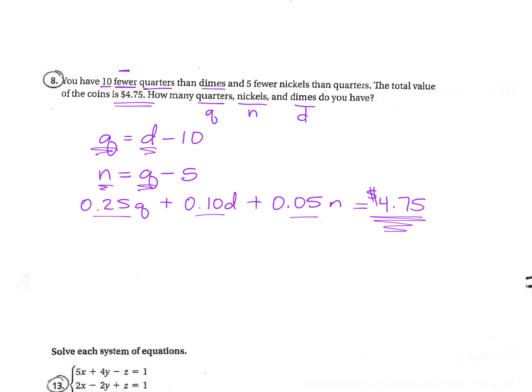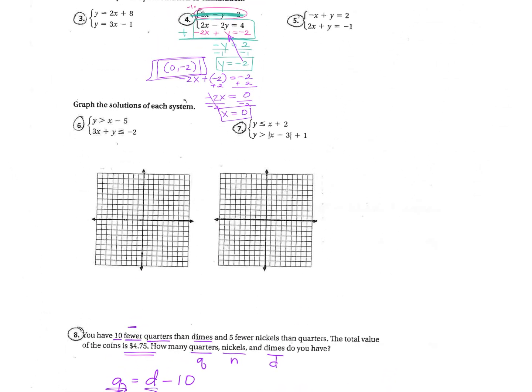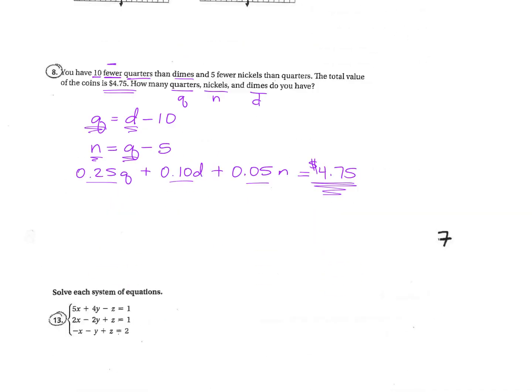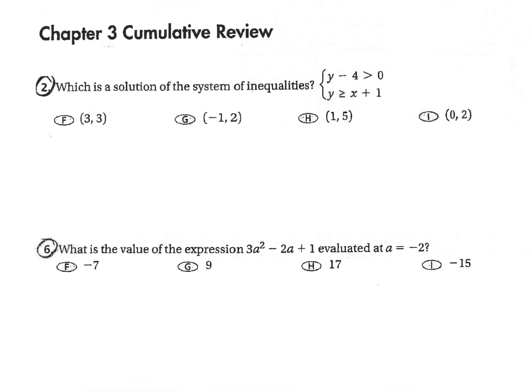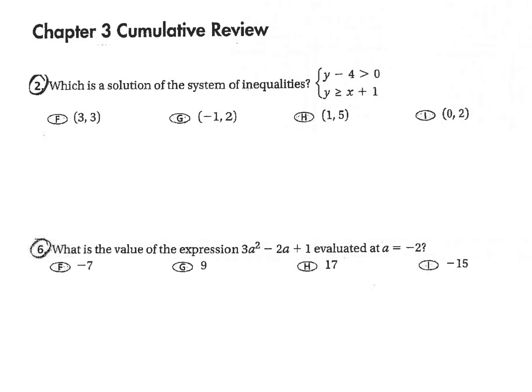And then what was the other one you said? Number 2 for chapter 3. Up above. A different number 2? This number 2. That one? Yeah. Okay, so it says, which is a solution of the system of inequalities?